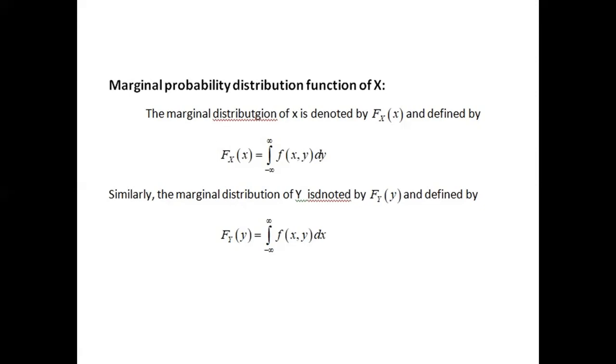So when they ask you to find the marginal probability distribution for a random variable, we have to integrate with respect to y. Similarly, in terms of y, if it is given, then we have to integrate with respect to x. That is what is defined here. Similarly, the marginal distribution function of y is denoted by f of y, and it is defined by f of y equals the integral from minus infinity to infinity of f of x comma y dx.